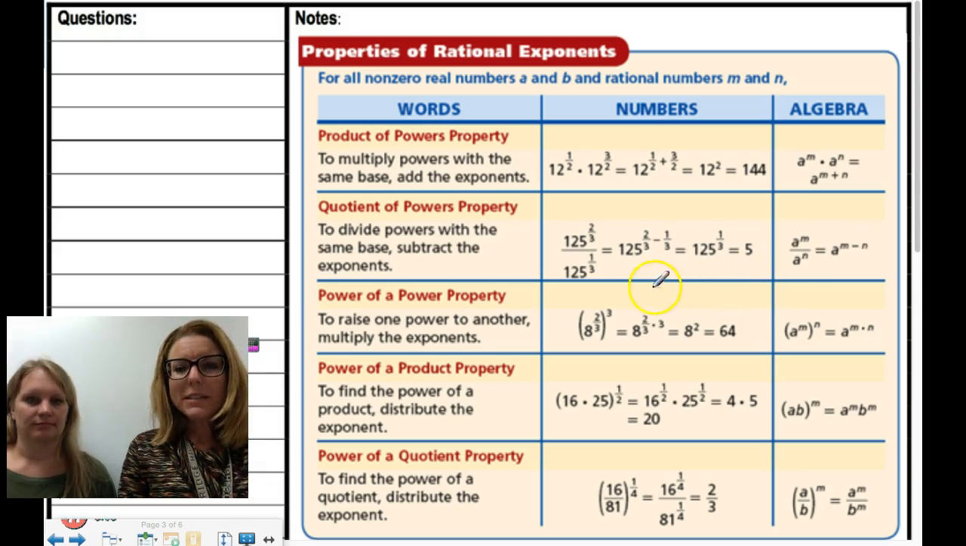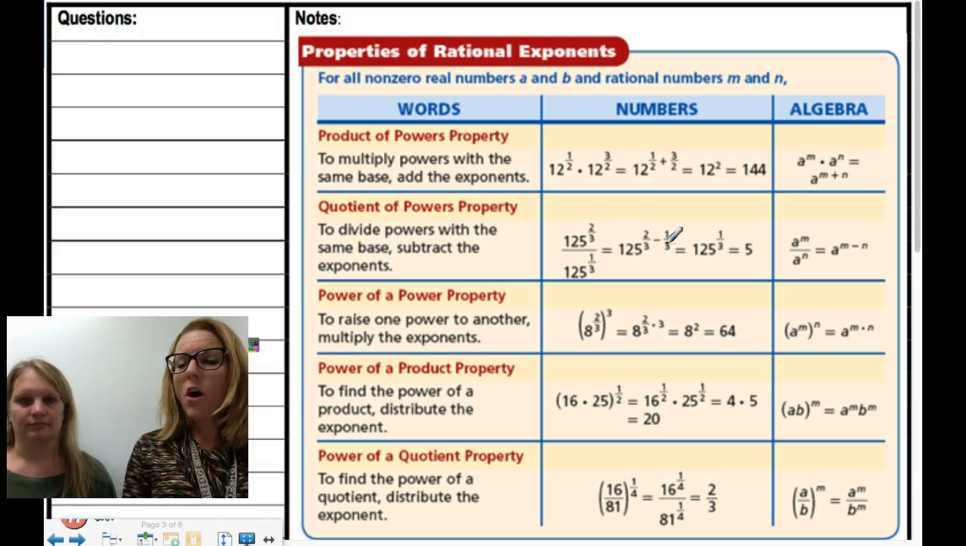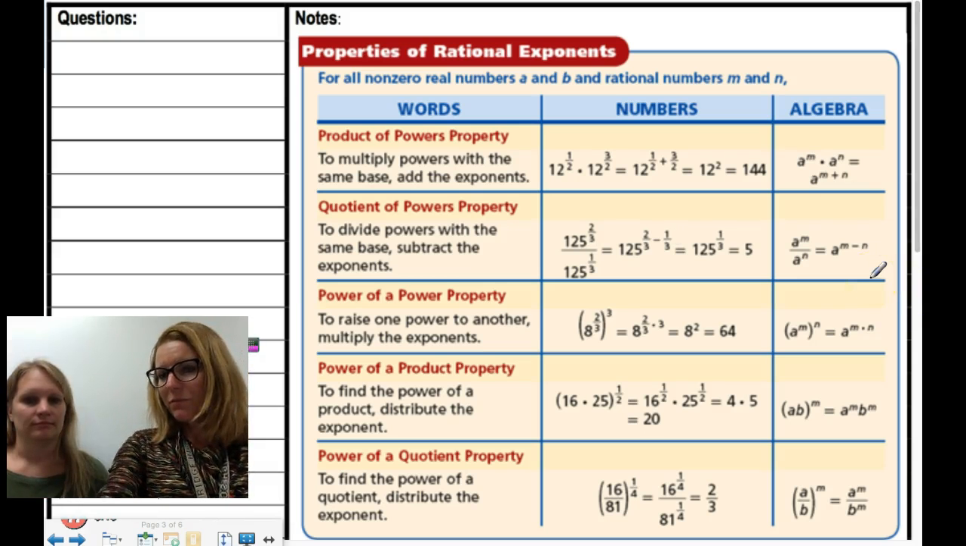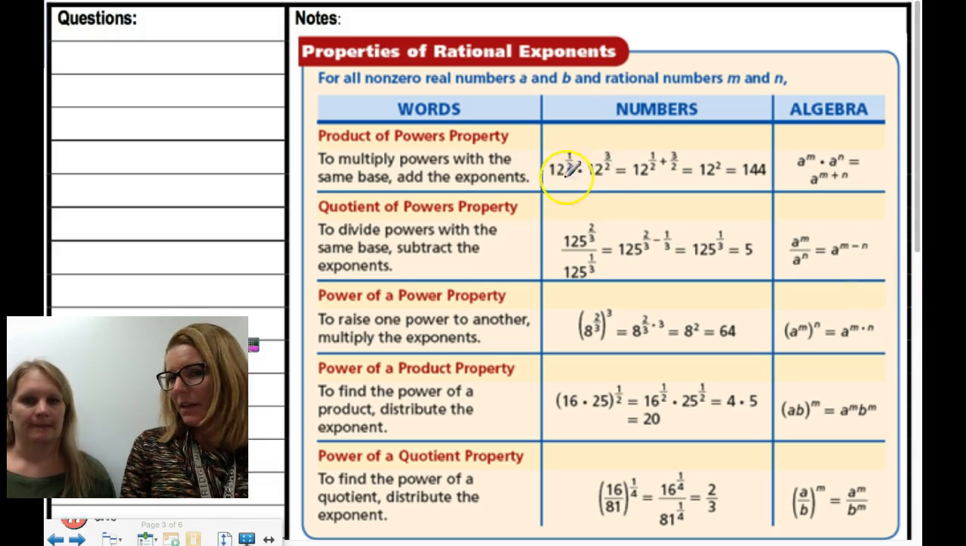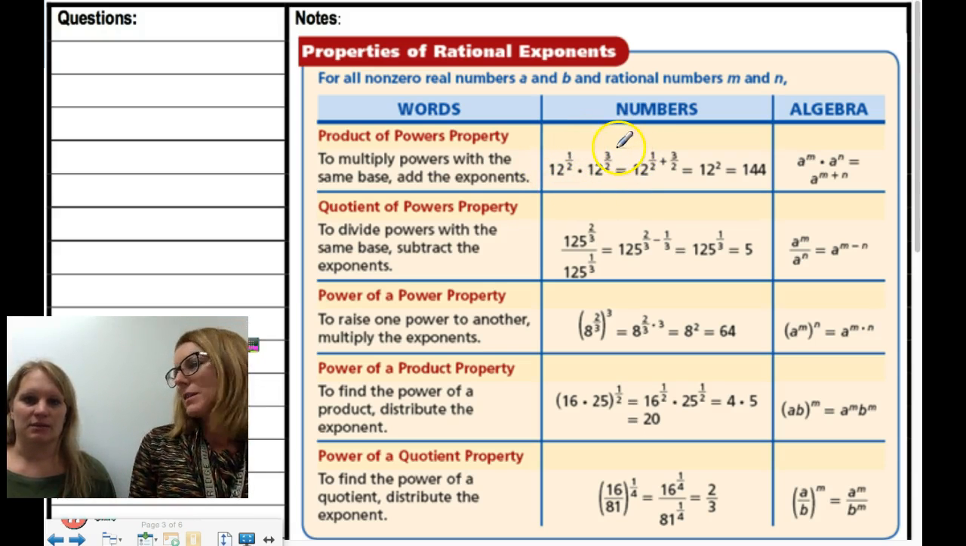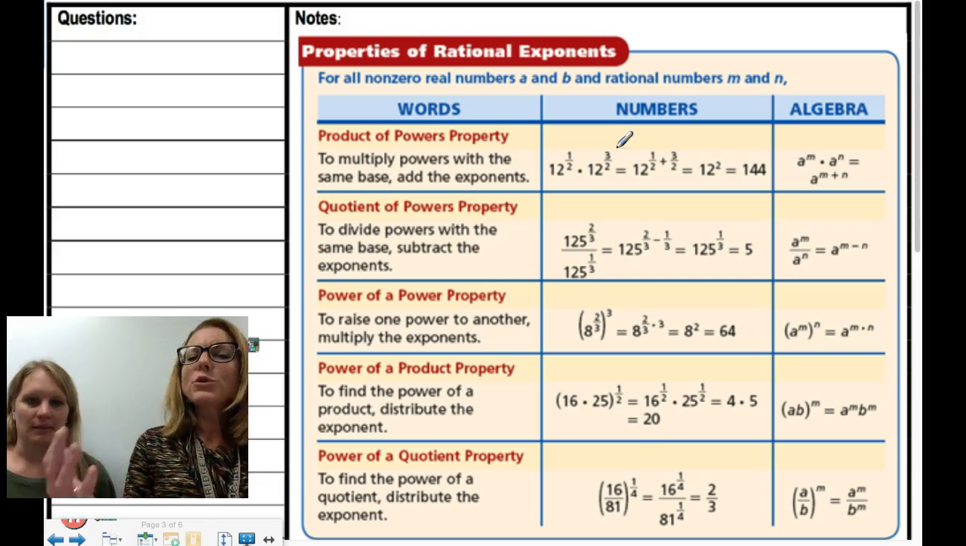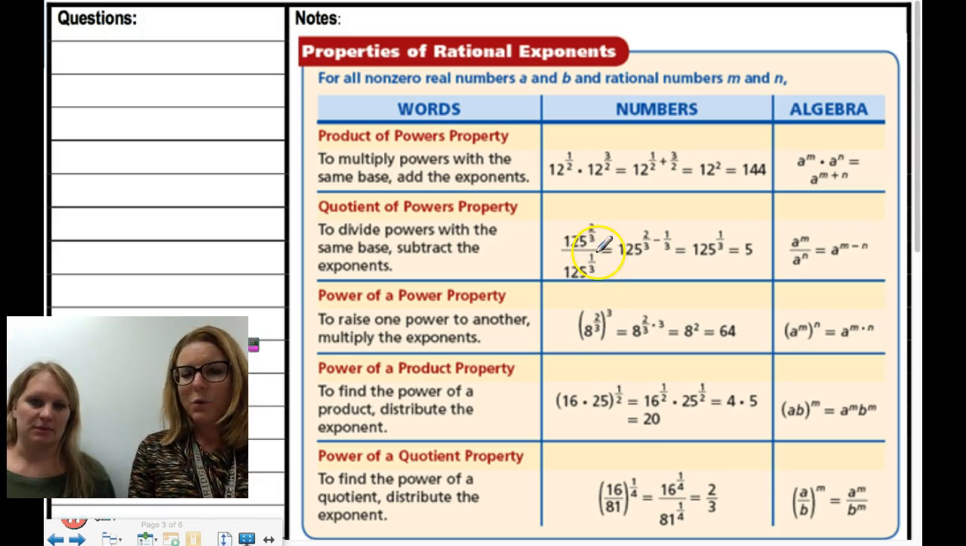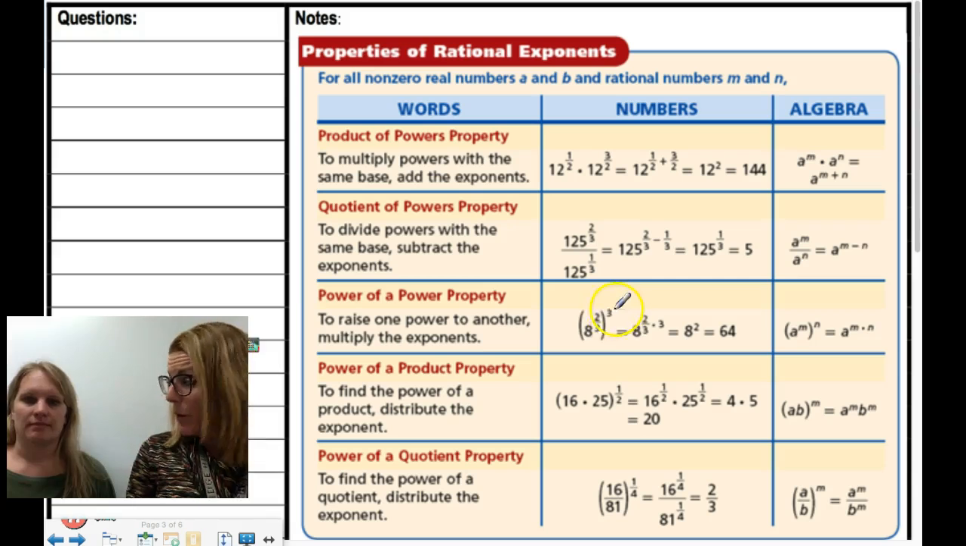So properties, lots of properties. We should go over this. The product of powers property, all that means is when you are multiplying a to the m times a to the n, if you multiply the same base, you add the exponents, just like we know how to do before. When you divide, you subtract the exponents. When you have a power to a power, you keep one base and multiply the exponents.